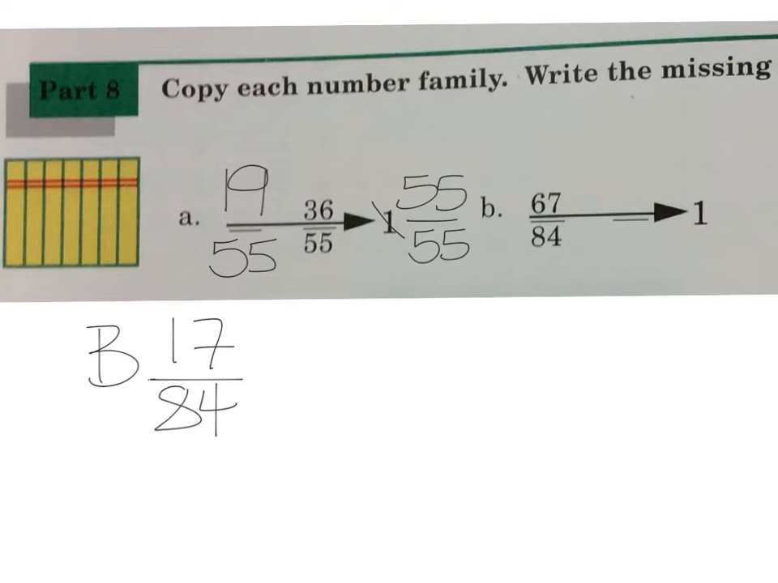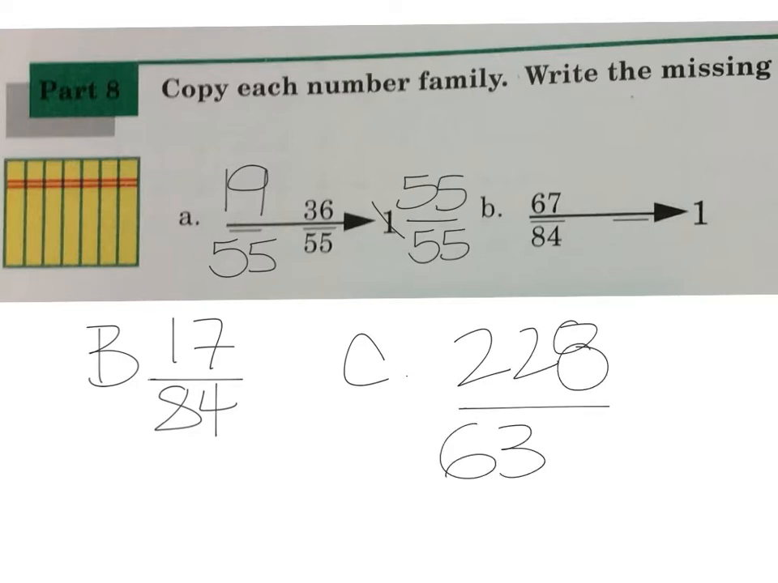For C, the fraction that's missing should be 228 over 635. And again, if that's not the fraction that you got for C, check your whole number. Your number 1 was done correctly, and make sure that your subtraction was also done correctly. So pause the video to check your work, and then when you're done, come back for part 9.